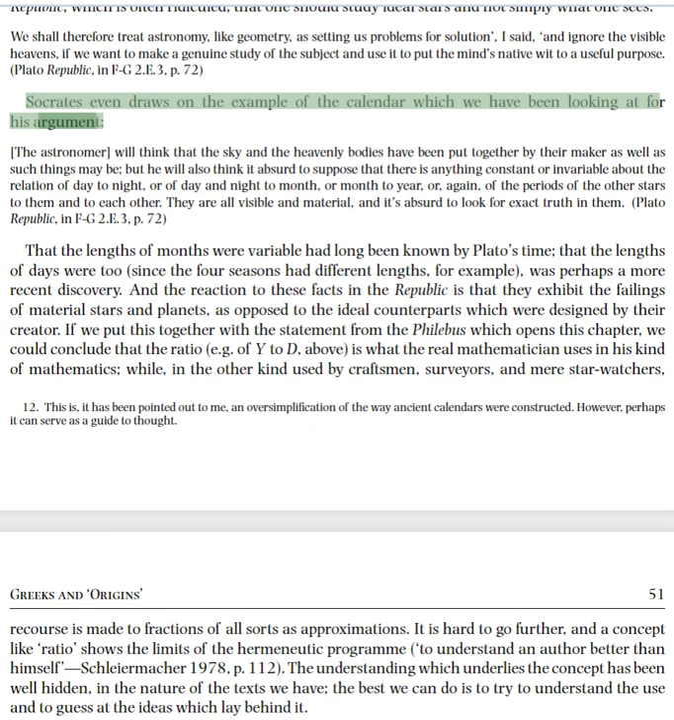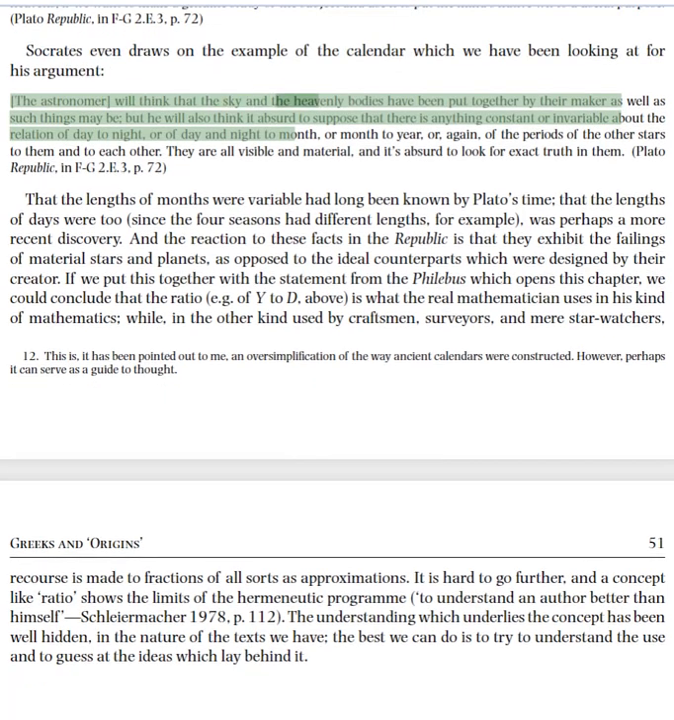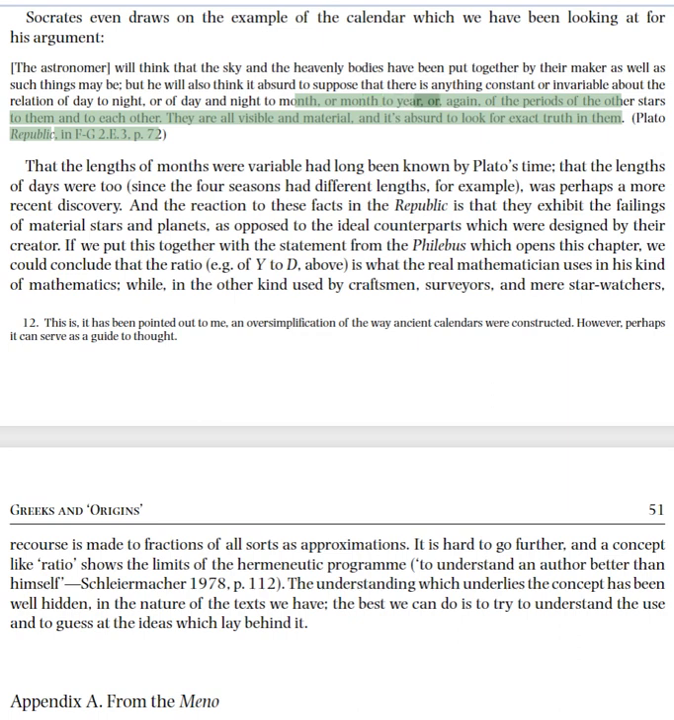Socrates even draws on the example of the calendar which we have been looking at for his argument. "Will he think that the sky and the heavenly bodies have been put together by their maker as well as such things may be, but he will also think it absurd to suppose that there is anything constant or invariable about the relation of day to night, or of day and night to month, or month to year, or, again, of the periods of the other stars to them and to each other. They are all visible and material, and it's absurd to look for exact truth in them."